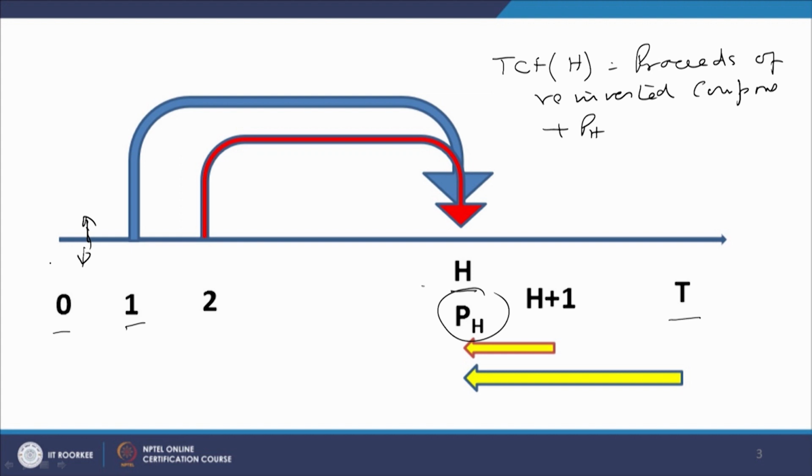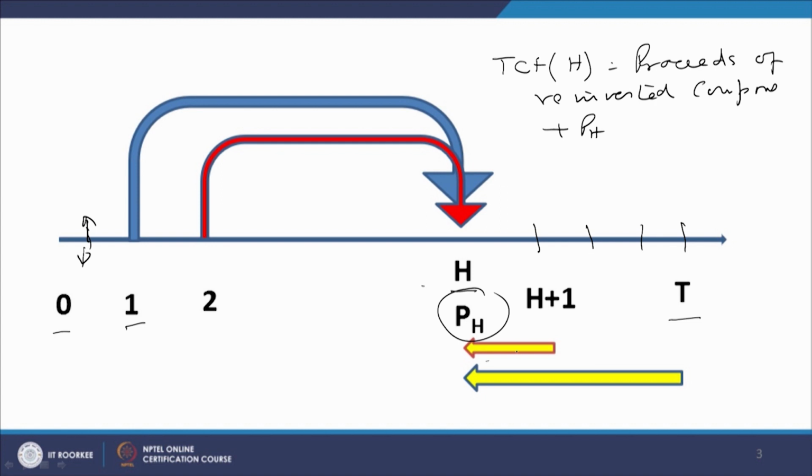Now, the second thing is, what about P H? As far as P H is concerned, how do we compute the market price of a bond? We compute the market price of a bond by discounting all future cash flows from the bond. In this case, what will happen? What are the future cash flows? The cash flow at H plus 1, the cash flow at H plus 2, H plus 3 and so on up to capital T. So, these will be the cash flows which will be discounted, not compounded, discounted back to t equal to H.